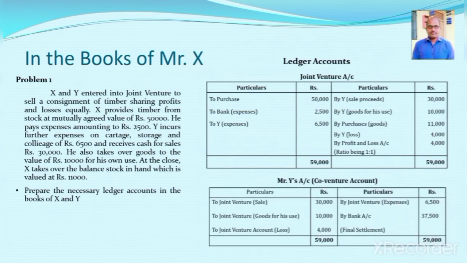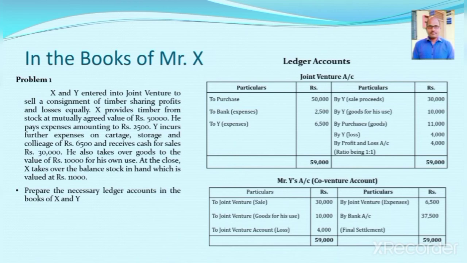So this is again the co-venture account, Mr. Y's account. This is the co-venture account of Mr. Y. On the debit side, you can see the sales proceeds of Y is debited with joint venture account 30,000. Goods for own use is 10,000, which is the goods taken over by Mr. Y.